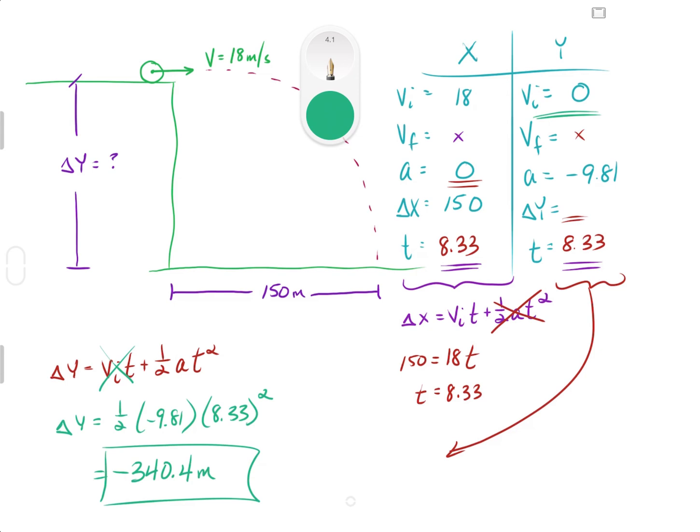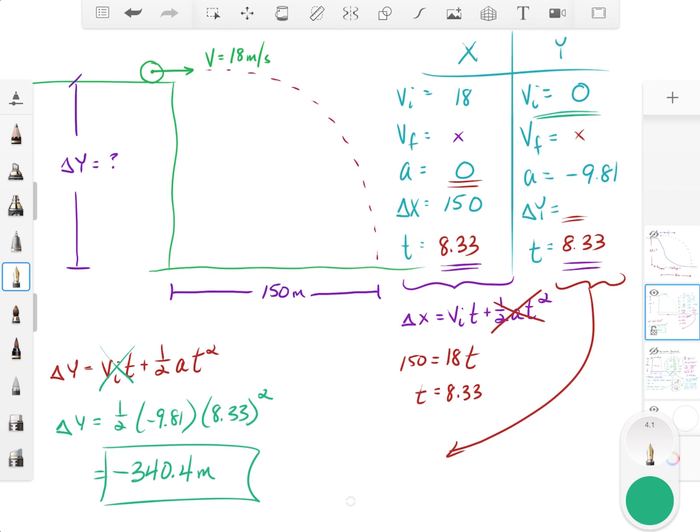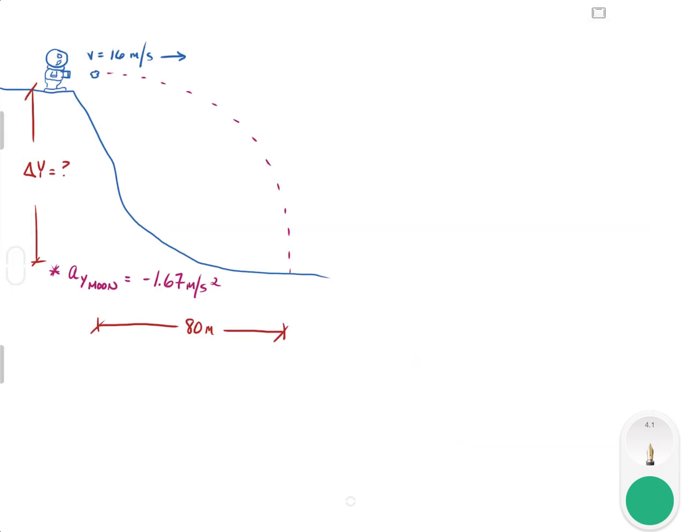All right, I've got one more for you, a little bit different. This one's going to take place on the moon. So I wanted to show you what happens when we don't have negative 9.81. And also, I just wanted to draw that little astronaut guy because I think he's adorable. Anyway, if you don't think so, keep it to yourself because I don't need to cry myself to sleep tonight.